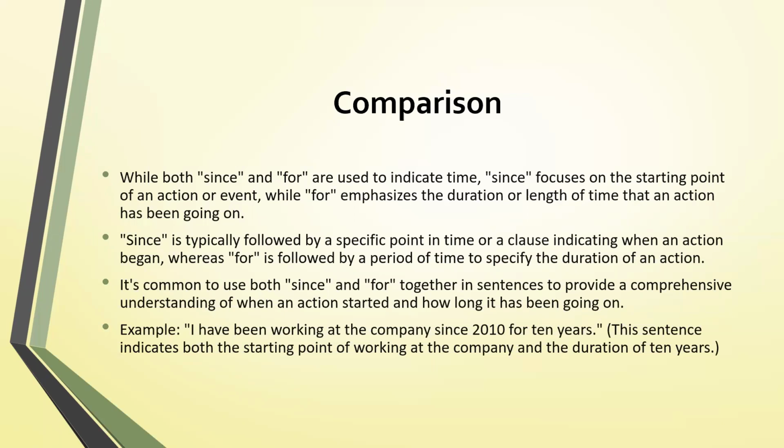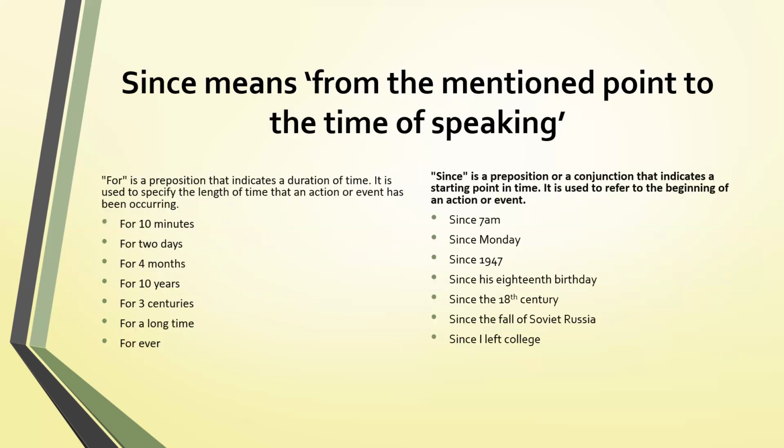Since is typically followed by a specific point in time or clause indicating when an action began, whereas for is followed by a period of time to specify the duration of an action. It's common to use both since and for together in sentences to provide a comprehensive understanding of when an action started and how long it has been going on. For example, I have been working at the company since 2010, for 10 years. This sentence indicates both the starting point of working at the company and the duration of 10 years.